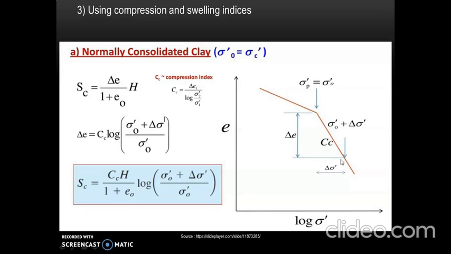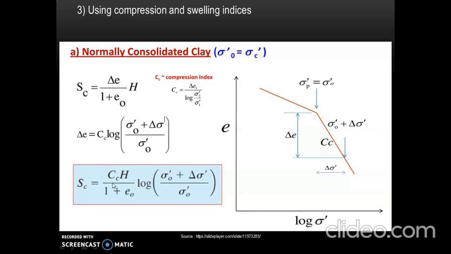Final effective stress sigma 2 dash is sigma naught dash plus delta sigma dash, and initial effective stress sigma 1 dash is sigma naught dash. We will write change in void ratio in terms of Cc. So we get delta e is equal to Cc into log of final effective stress, that is sigma 2 dash, divided by initial effective stress, that is sigma 1 dash. And substitute the equation of delta e in the equation to find consolidation settlement Sc.